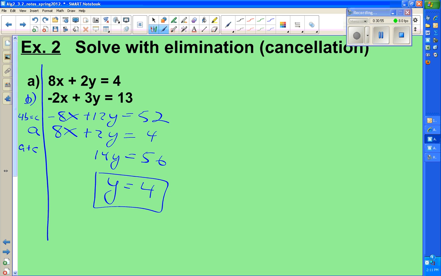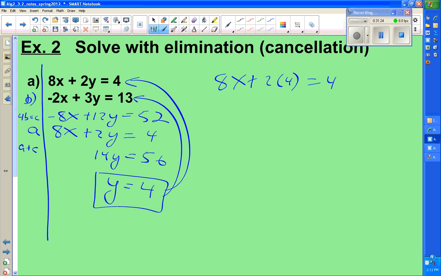Which one do you want to use? The top one? That's fine. 8x plus 2 times 4 equals 4. 8x plus 8 is equal to 4. 8x equals negative 4. So x is equal to negative 1/2. That means the solution to the system appears to be negative 1/2, 4.